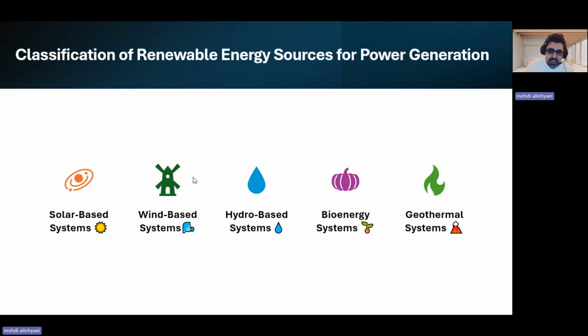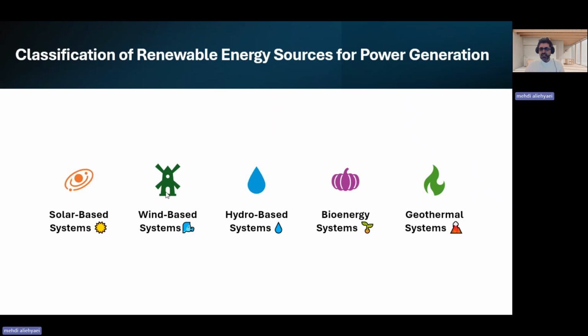About the classification of renewable energy sources for power generation, first of all, we have solar and wind systems. These types of renewable energy resources depend on the weather, so their power output can change over time. But they are widely used because they are clean and easy to install and expand.